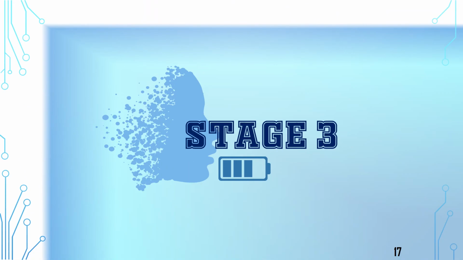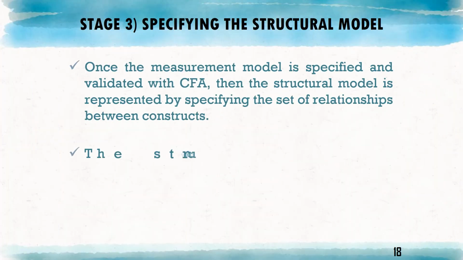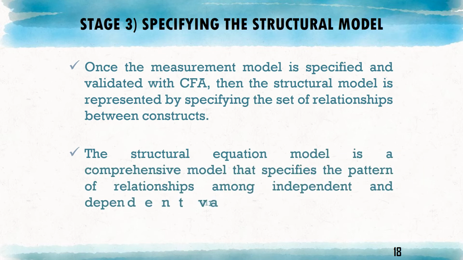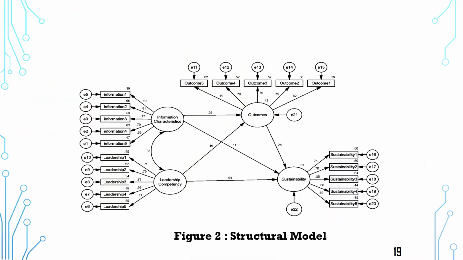Stage 3. Stage 3 is when we specify the structural model. Once the measurement model is specified and also validated with CFA, or confirmatory factor analysis, then the structural model is represented by specifying the set of relationships between constructs. The structural equation model is a comprehensive model that specifies the pattern of relationships among independent and also dependent variables, either observed or latent. Figure 2 shows an example of a structural model.